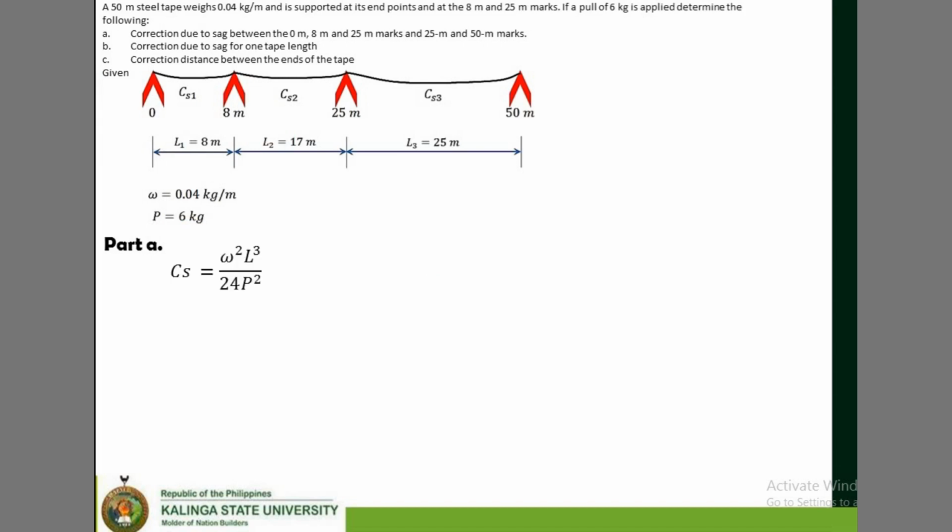take note, the equation I will use for the correction due to sag is this one. Why will I use this? Because the given is omega. Okay? So, first, I'm going to solve CS1. We just substitute the values: 0.04. This L is the length between 0 to 8. That is 8 meters. P is 6.